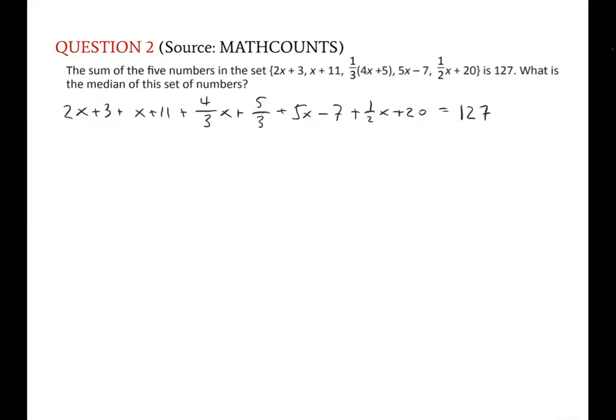Now if we isolate the x's to one side of the equation, that will help us solve this equation. We're going to subtract each side by 3, by 11, by 5 over 3, and we're going to have to add 7, and then subtract again by 20.